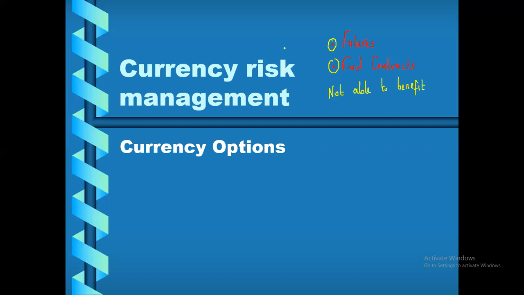We notice that you're not able to benefit from the favorable movement. When there's a favorable movement in the markets, we're not able to benefit because we have locked in already. So that is the weakness that we have in futures and forward contracts.